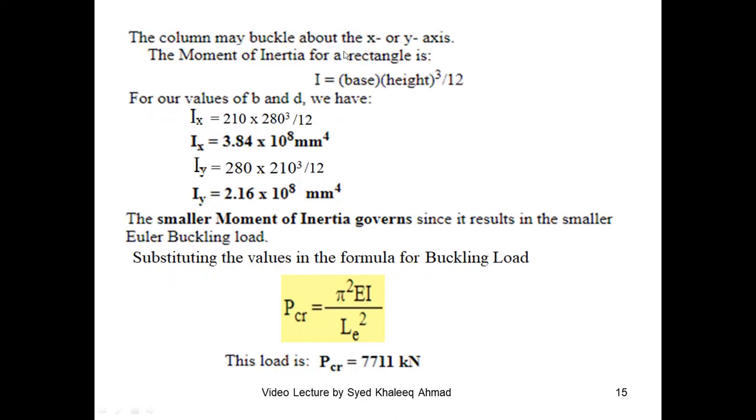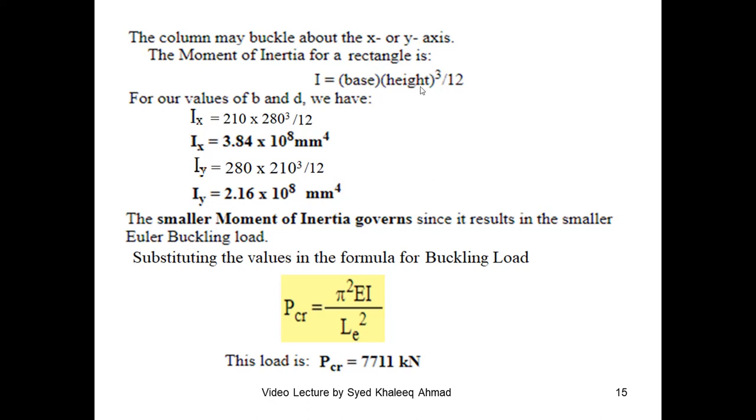Now we have to find about which axis the column can buckle. So we have to find the least moment of inertia, because it is a rectangular section. You know the formula for moment of inertia of a rectangular section, base into height cube divided by 12. Depending upon the cross section, you can calculate moment of inertia. If it is rectangular, circular, or if it is a built-up section, you know how to find moment of inertia. You have studied in the course of statics the method to find the moment of inertia of different sections.